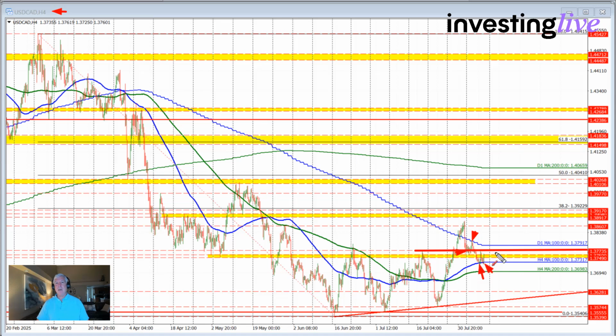So what do we know? Well, we know that we have resistance right here against this old high. We have the 100-day moving average up here. We have the 100-bar moving average in the 4-hour chart down here. So this area right here is our levels of importance.